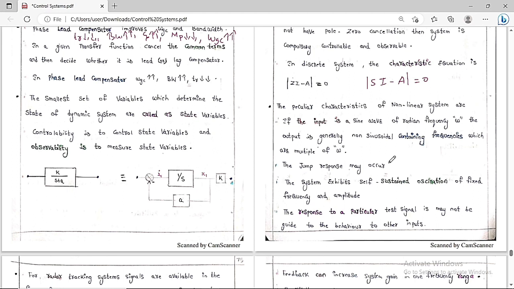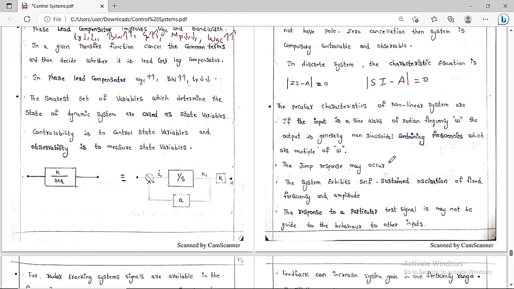So now we'll discuss some points regarding this one. If the input is a sine wave of radian frequency omega, the output is generally non-sinusoidal, containing frequencies which are multiples of omega. So for a linear system, if the input signal has frequency omega, then the output also has the same frequency omega. But in the case of nonlinear system, if the input has frequency omega, then the output will have a lot of frequencies like 2 omega, 3 omega, and so on.